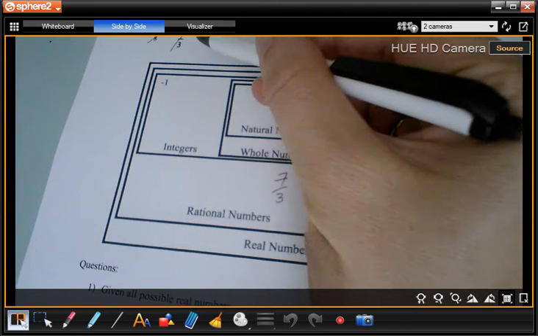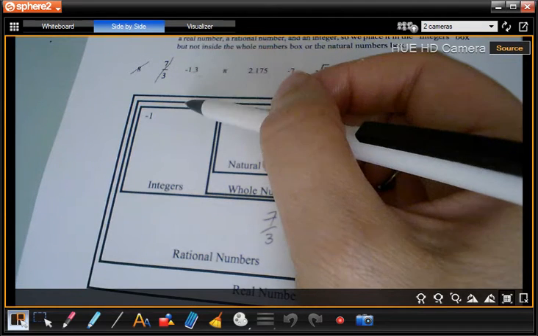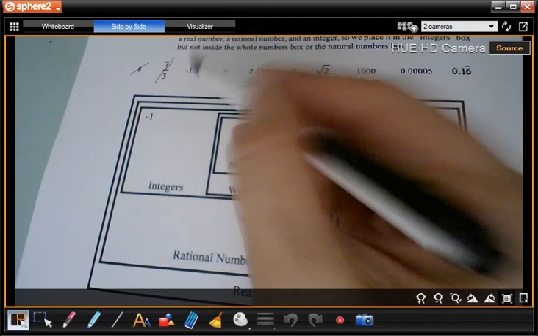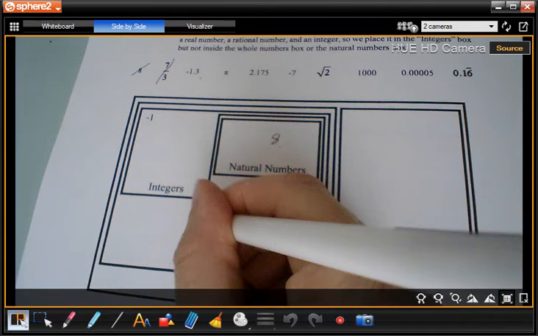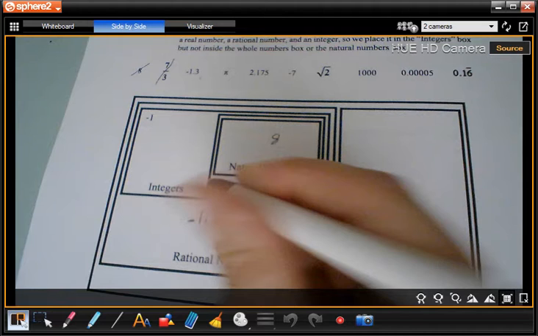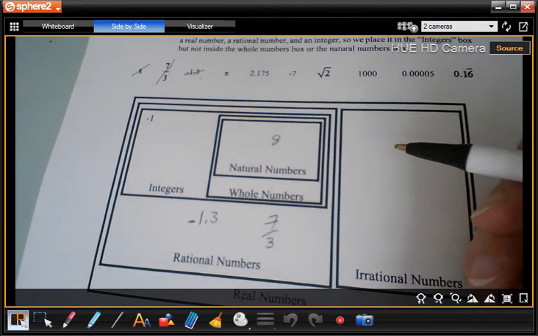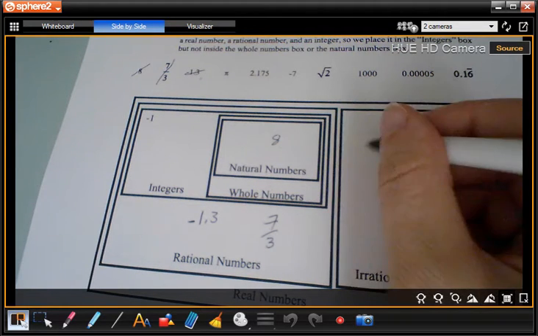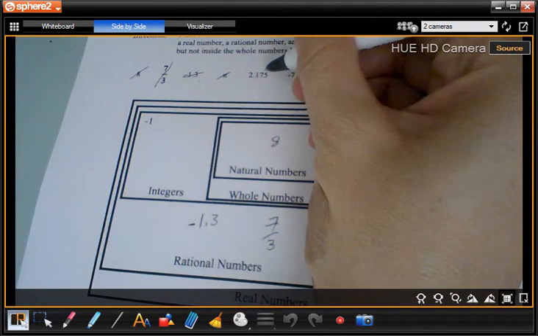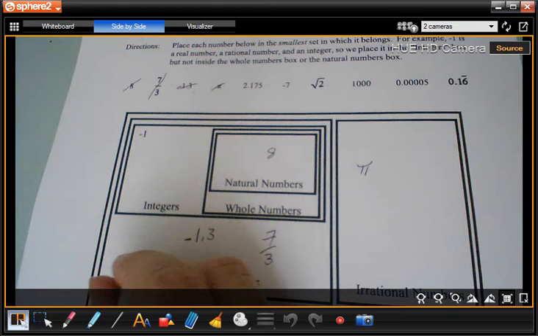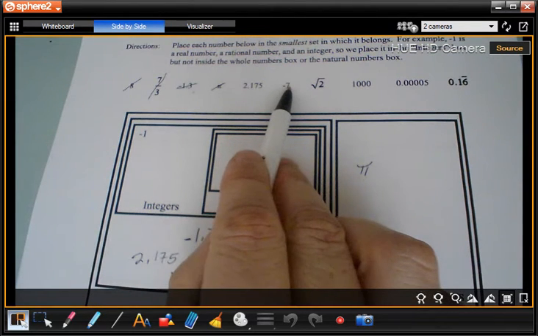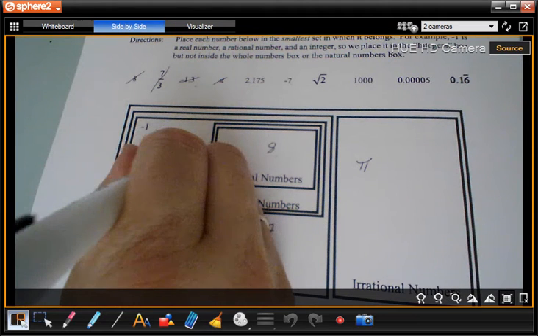Negative 3.1. Now, it is a negative number, and some people go right to integers, but it has a decimal point, so it must be a rational number. Pi, on the other hand, is a non-repeating decimal. It goes on and on forever. They have not found the end of it, so it must be irrational. 2.175 is a rational number. Negative 7 is an integer and a rational number.